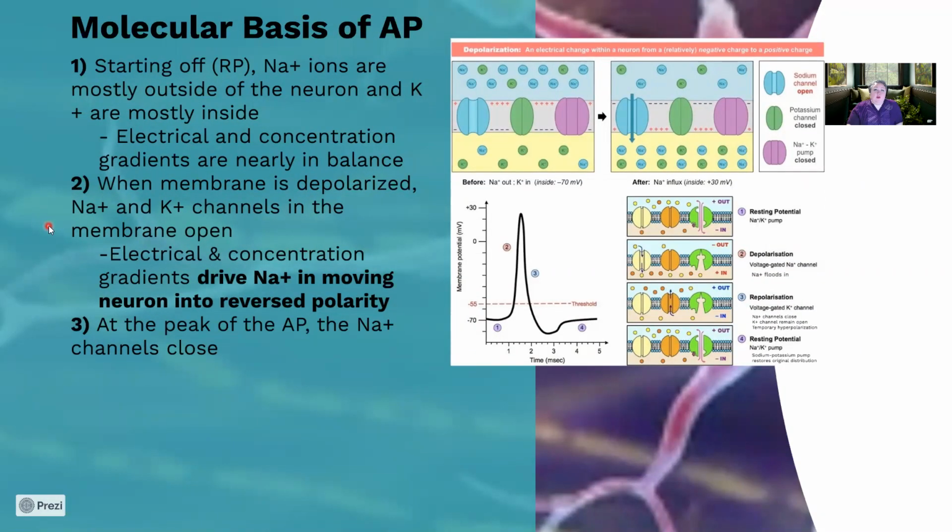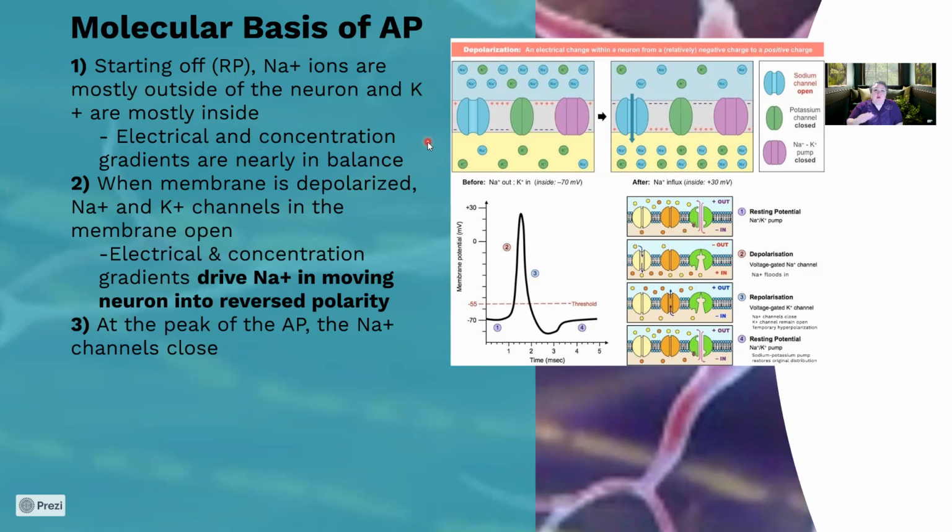Let's review again what we're talking about. So this is sort of a step-by-step molecular basis of an action potential. The neuron is starting off at a resting potential. And when the neuron is at a resting potential, sodium ions are mostly outside of the neuron and potassium ions are mostly inside. The electrical and concentration gradients are nearly in balance.